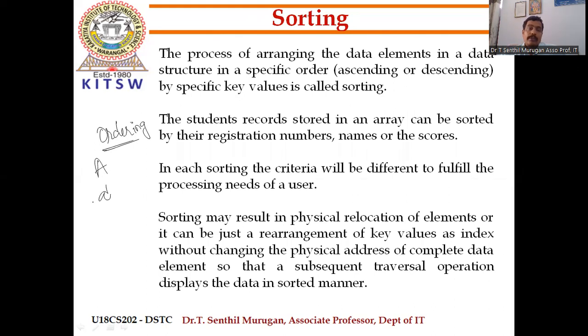So how will it perform? It will take one value and compare it with the next value. If it is greater, we can swap the values. If it is not greater, we will keep the same value, go to the next value, and compare that. Many sorting techniques are there. We will discuss that in the last unit. But sorting is one of the important operations in databases.